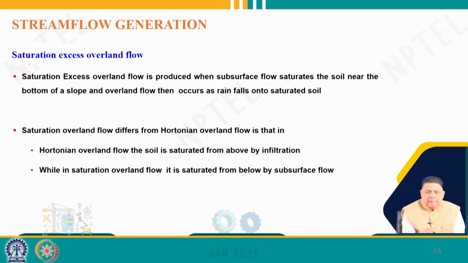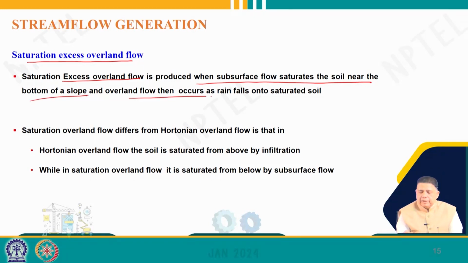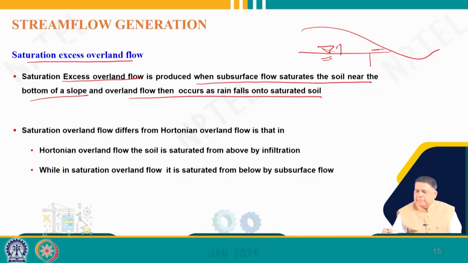Then the other part, we have saturation excess overland flow. Saturation excess overland flow is produced when subsurface flow saturates the soil near the bottom of a slope, and overland flow then occurs as rain falls on the saturated surface. Just now we saw in the picture that if we have this kind of situation where this is the water table, and if this water table rises, then it might saturate this portion, let us say, and so if this portion gets saturated, whatever precipitation will occur on this surface, that will get translated into saturation excess overland flow.